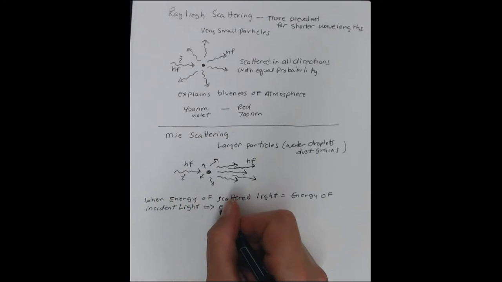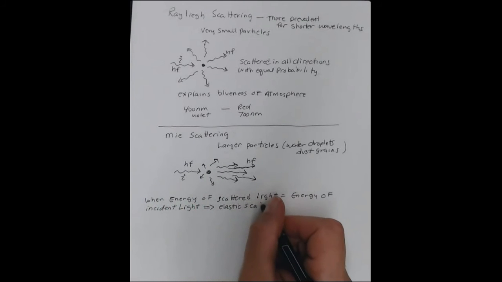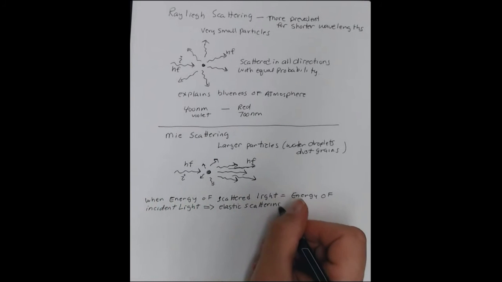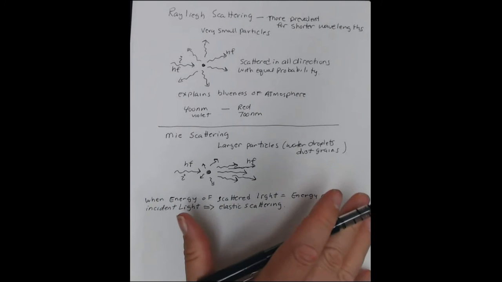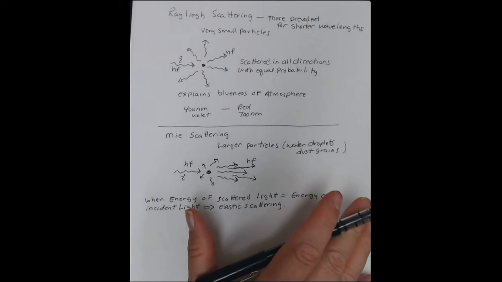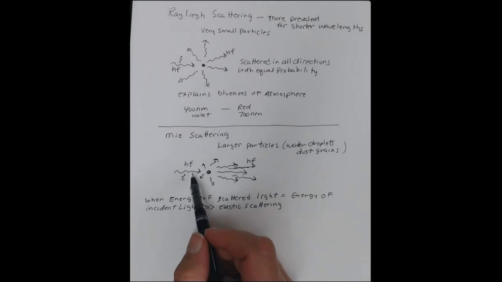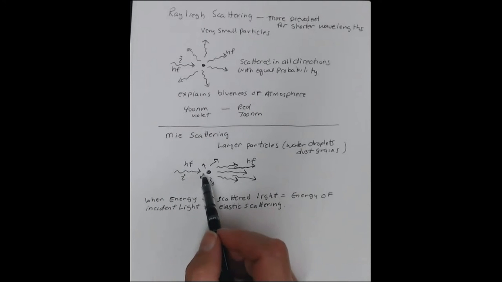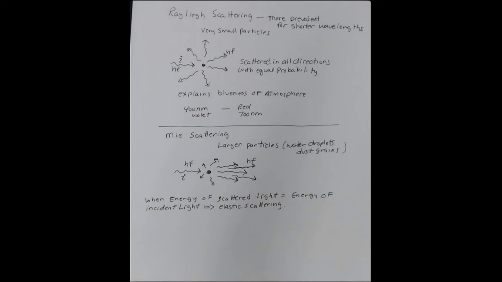We call that elastic scattering. Okay, so let's take a little break from talking about the scattering and say what is actually going on in the scattering process. Okay, we have an incident light, and I already told you that in some way that light's getting absorbed and then re-emitted. So let's talk about that for a minute.